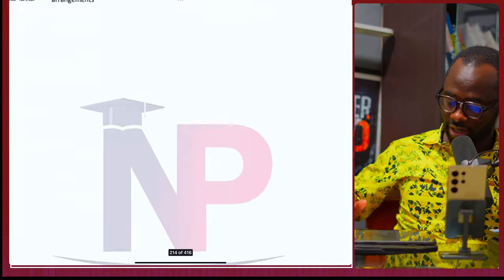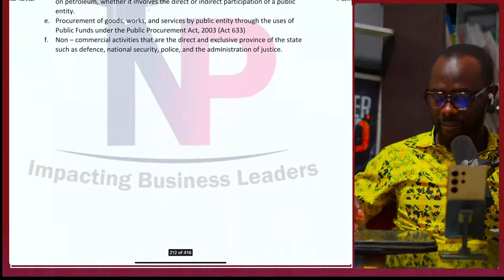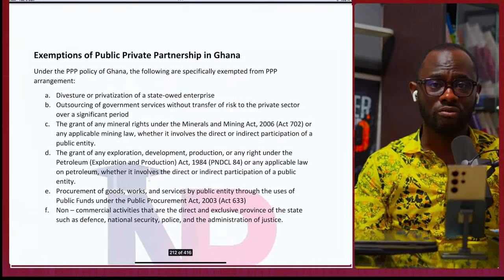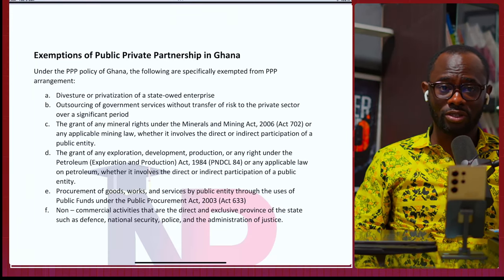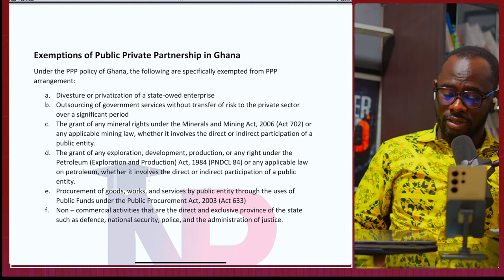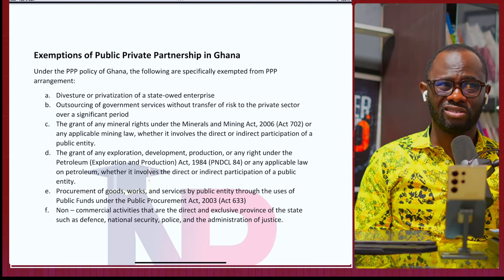Is it here? I think it should be. Yeah, this one. Page 203. It's something that the examiner has not really asked students about. So that's the issue there. Exemptions of public-private partnership arrangements. It's something you need to know about. So that's all about public-private partnership arrangements. We're done.